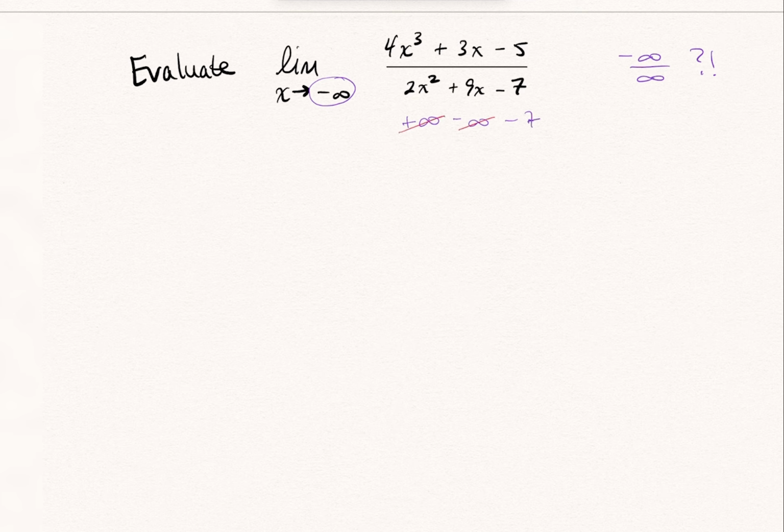And the short answer is because infinity is not a number. Infinity minus infinity could be anything. Infinity divided by infinity could be anything, including infinity. So we have to handle this more carefully.